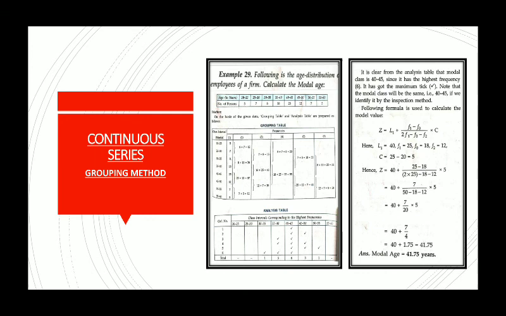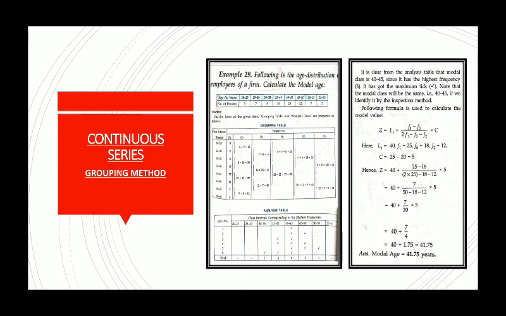After getting the modal class, we will use a formula, and that formula is L1 plus F1 minus F0 divided by 2F1 minus F0 minus F2, multiplied by C. Now what are these values? Here L1 is the lower class boundary of the modal class. So here the modal class is 40 to 45, so L1 is 40. F1 is the frequency of the modal class, which is 25 here. F0 is the frequency of the class preceding the modal class. So the frequency of the class preceding the modal class is 18, because just above 25 is 18.